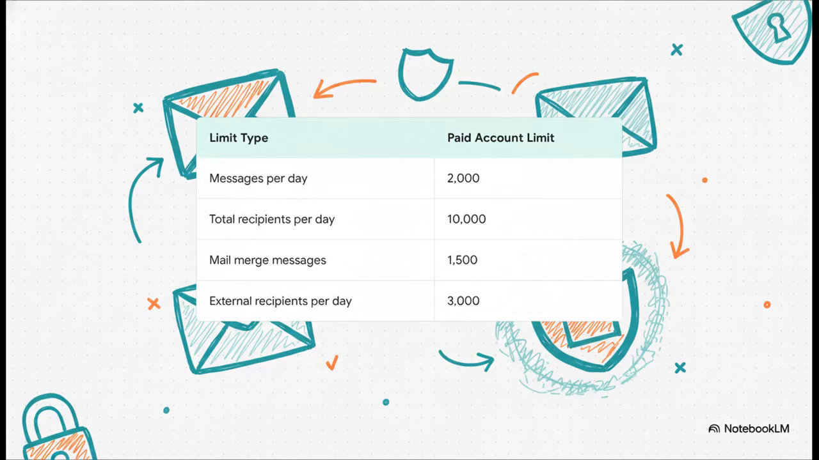But wait, it gets even more specific. Just take a look at this chart. That overall message limit is 2,000, sure. But if you're using a tool like Mail Merge to send a bunch of emails at once, that limit actually drops to 1,500. And check out this other one. You can only send to 3,000 recipients who are outside of your company's domain each day. It's a pretty clear sign that Google wants to prevent people from using a regular account for mass marketing campaigns.